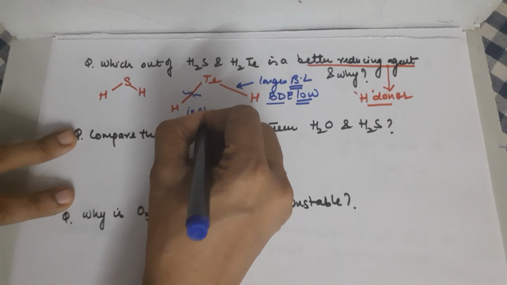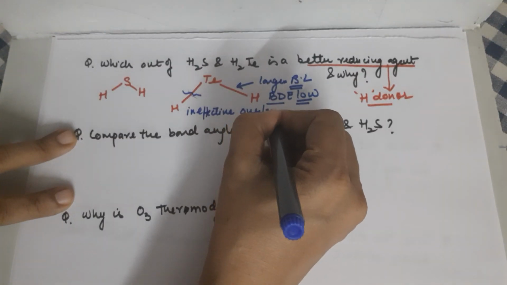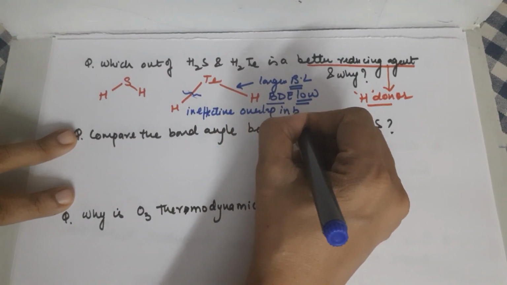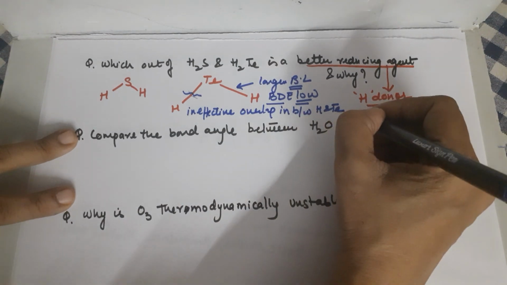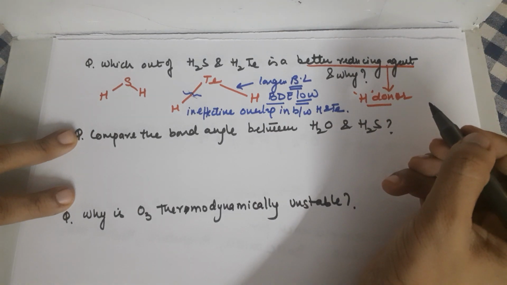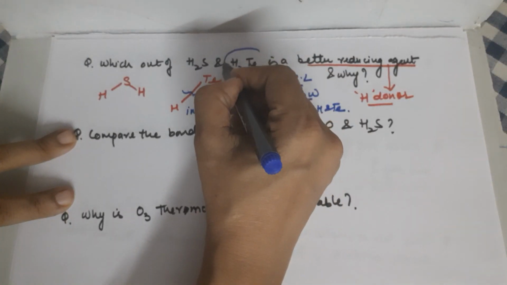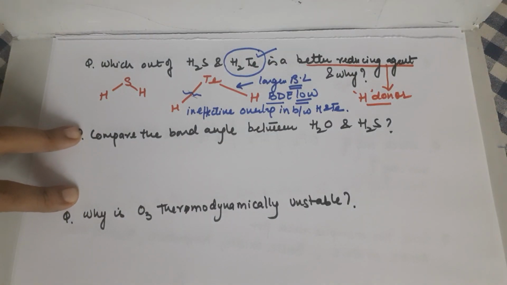There is ineffective overlap between hydrogen and Te due to difference in atomic radii. Fine. So the better reducing agent, your answer, is H2Te. Moving to the next question.